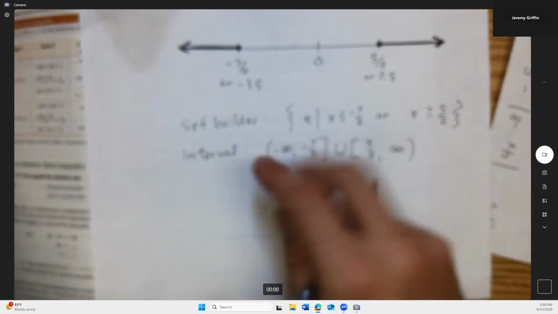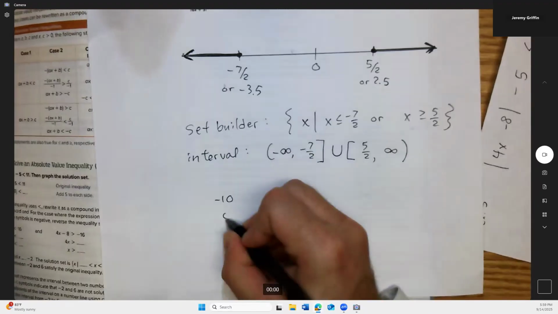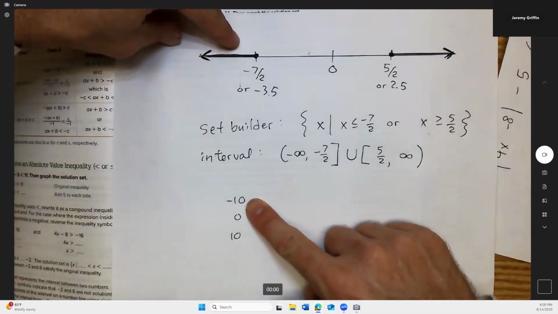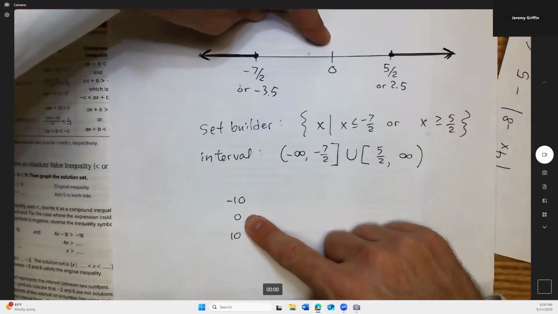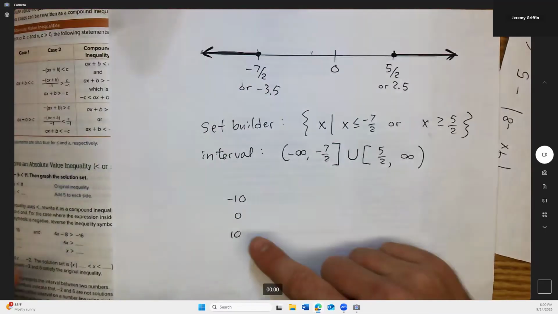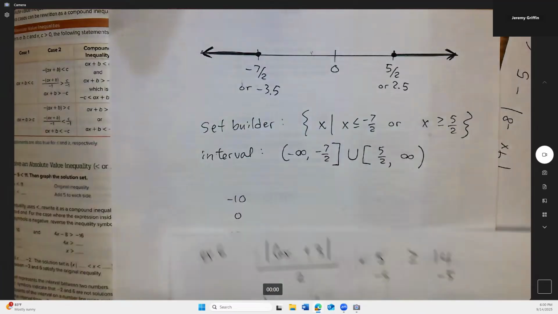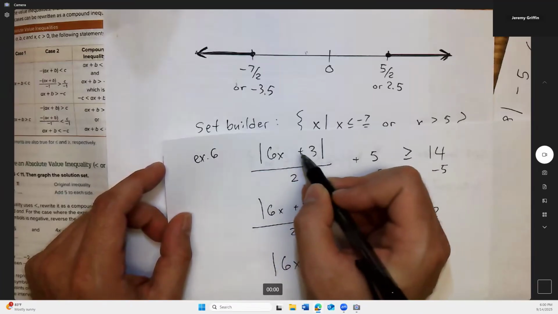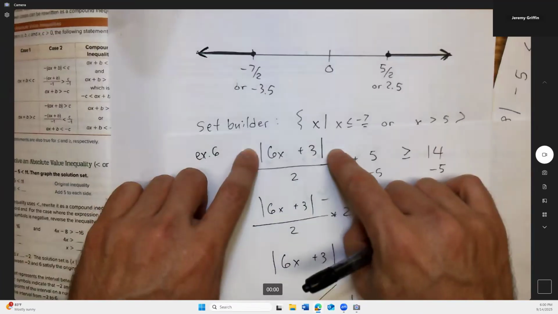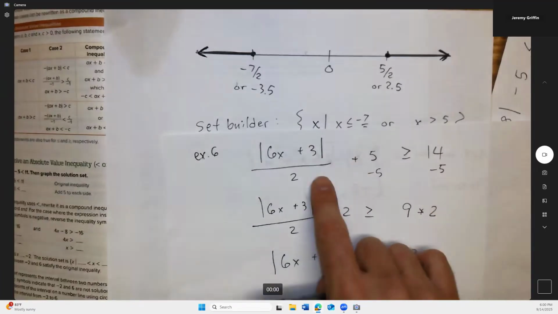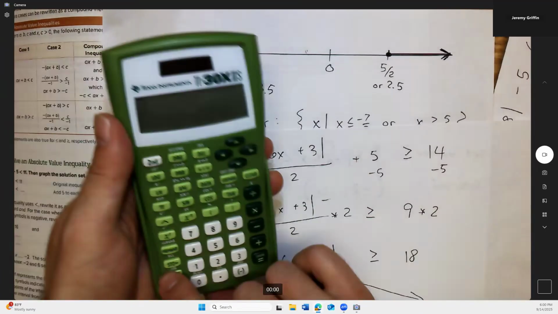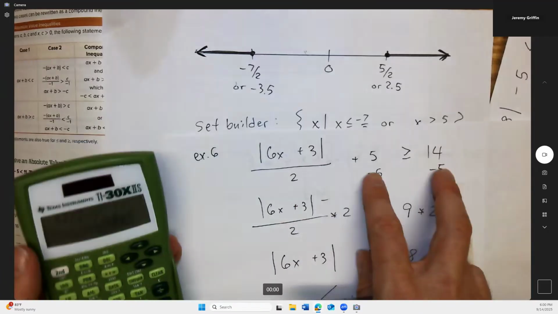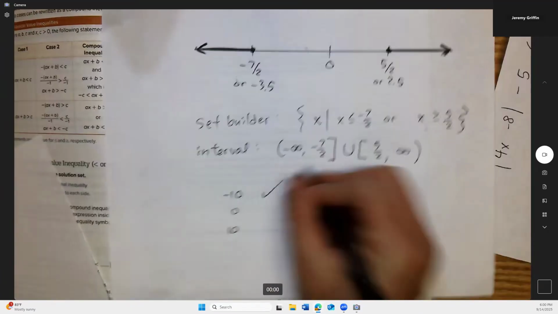So let's test, how about -10, 0, and +10? Because if x is -10, that should work, it's part of this interval. If x is 0, it should fail. And if x is +10, that's clearly on this side, so it should work. So back to the original statement. If I plug in -10 here, this would be -60 plus 3, so -57, but then the absolute value is 57, divided by 2. 57 over 2 is just a big number, 28 point something. If I add 5 to that, it gets bigger. It's definitely bigger than 14, so that works. Check.